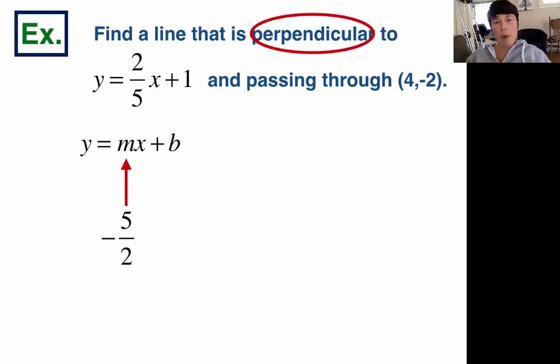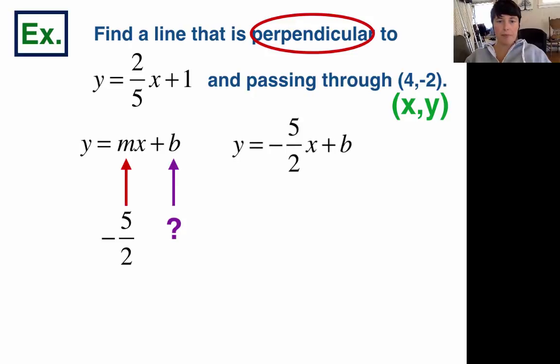So we have part of the puzzle put together here. We know it's a -5/2 slope. But the part that we don't know is b, the y-intercept. So we're going to have to do some work to figure that out. I'm going to use my point. If it's passing through (4, -2), then that's my x and y value that I'm going to use. So here's what we're going to do. We know it's y equals -5/2 x plus b.